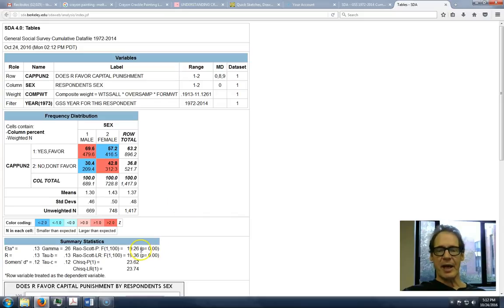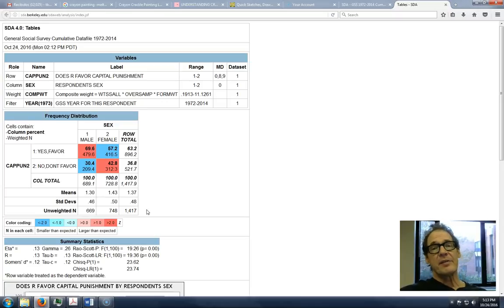There it is. The first thing I look at is the p-value. Is it less than 0.05? Yes, it is. So I'm going to accept this table as statistically significant. Is my n less than 2,500? Yes, it is. It's only 1,417. So I know I can trust p. So this table is statistically significant.